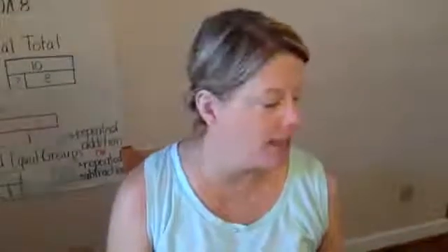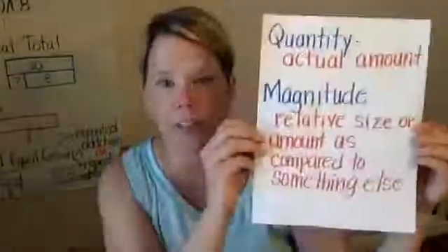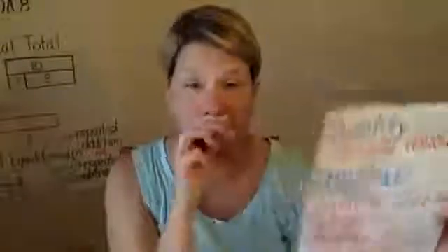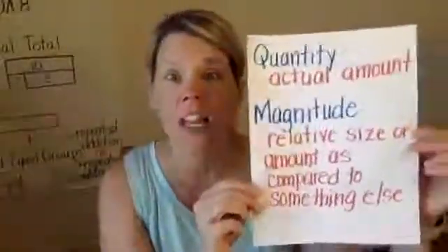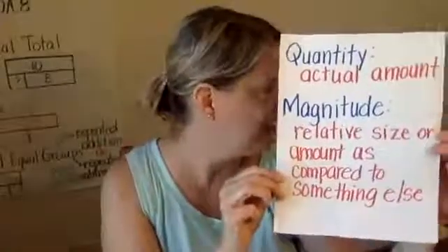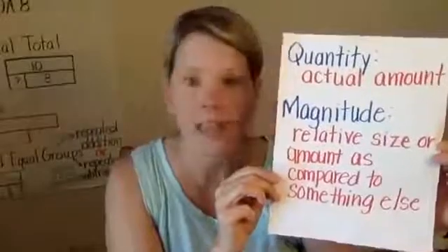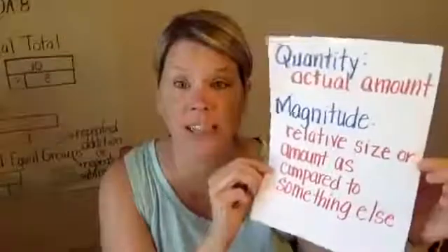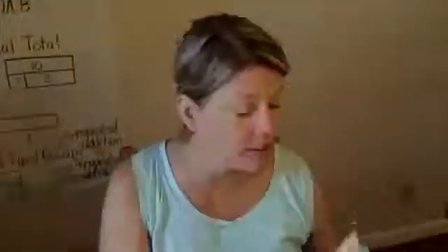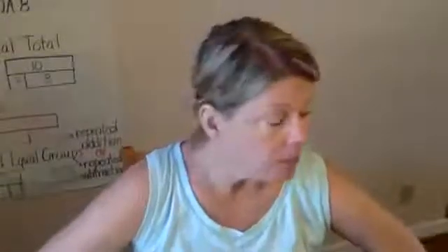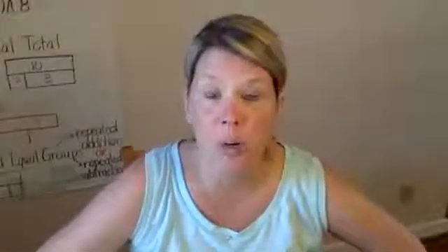So anyway, we're going to start with second graders, our quantity and magnitude. And this is actually going to be really important today. Quantity is the actual amount of something. Magnitude is the relative size or amount as compared to something else. And I showed this example for kindergarten and for first grade because it really drives home the quantity and magnitude.